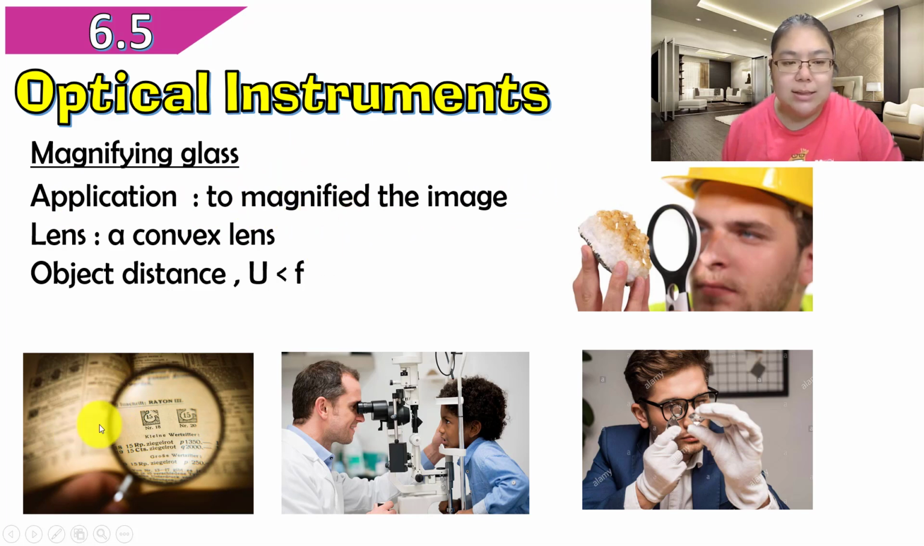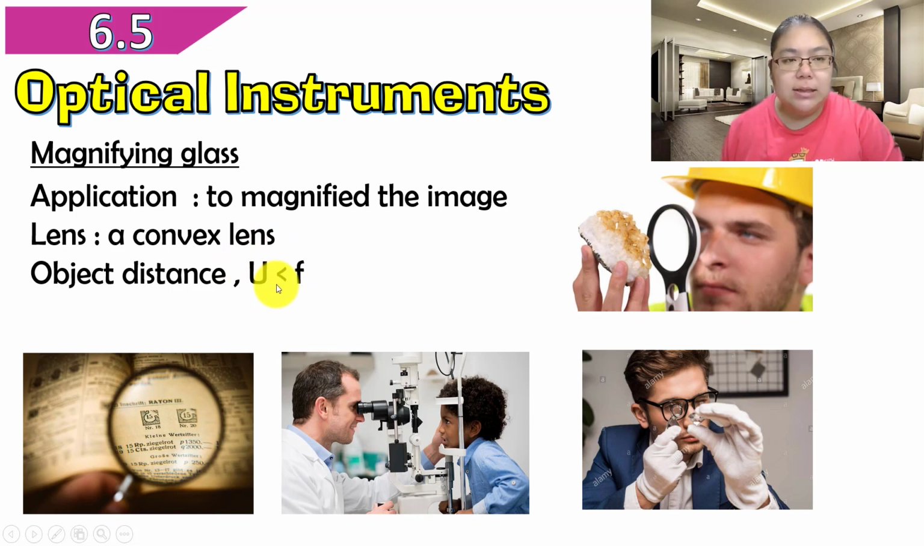Okay, this one is an example. They're using the magnifying glass in the first diagram. In the second diagram, you're going to check your eyes, and in this one and another one, they're using the magnifying glass to observe a smaller object. The lens we normally use is a convex lens because you want to make it larger, so to magnify, we use convex. The location of the object distance must be u less than f. When you see this, it should be more familiar. Before that, we also drew the ray diagram.